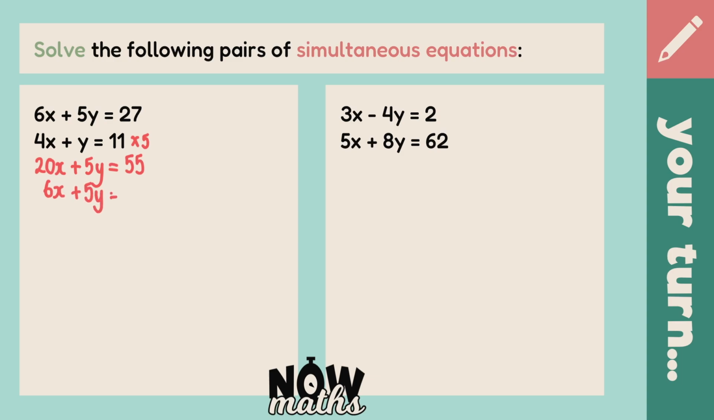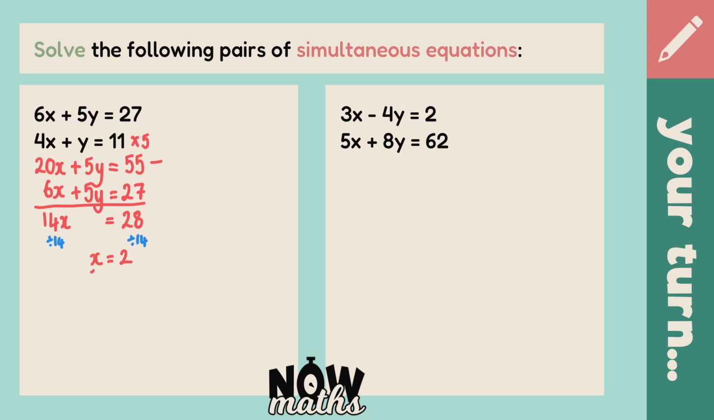Now the 5y's in both of these equations are both positive, so to eliminate the 5y, we're going to subtract the equations. So 20x subtract 6x gives us 14x. 5y subtract 5y is 0, and 55 subtract 27 is 28. And then solving this equation by dividing by 14 gives us an x solution of 2.